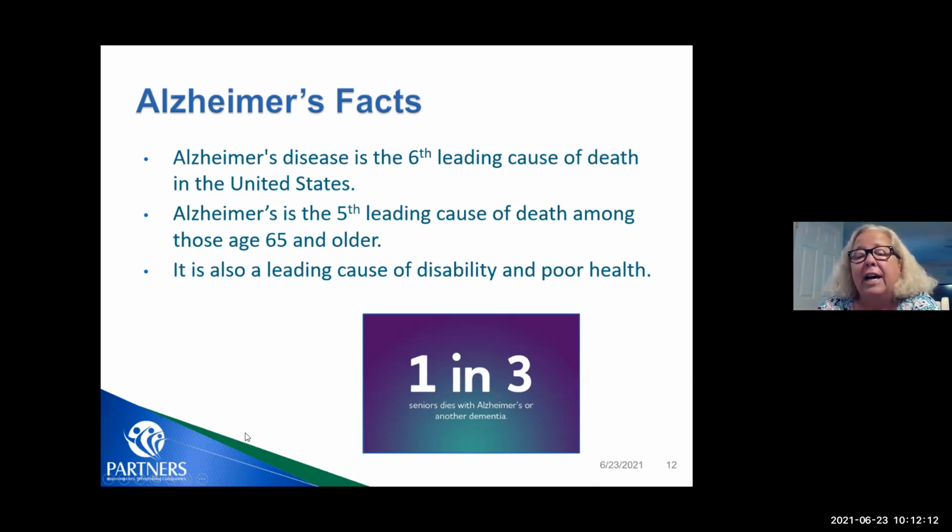1 in 3 seniors dies with Alzheimer's or one of the other types of dementia. So it's a frequent cause of death in the older population.